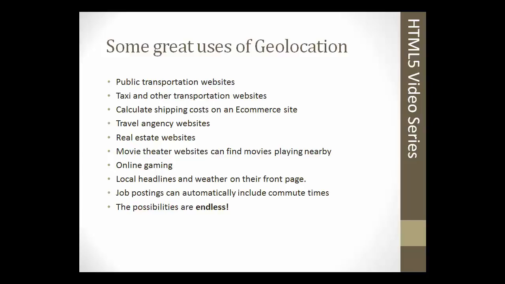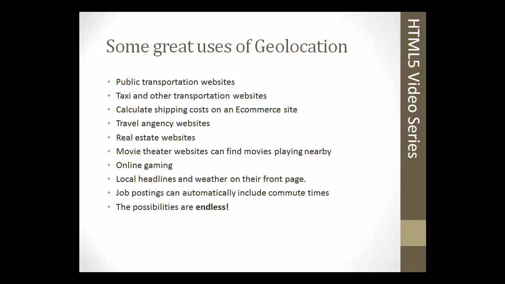Online gaming, and local headlines and weather, which is another obvious one. Obviously you want the headlines and the weather around where you are, and geolocation allows them to do that automatically without you having to search and input your city or state or so forth. Job postings, and they can automatically include commute times and transportation times. And this is just some of them. There's endless possibilities, and there's a countless number of websites you could use this for.